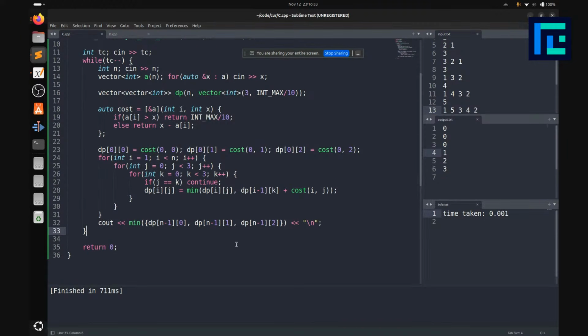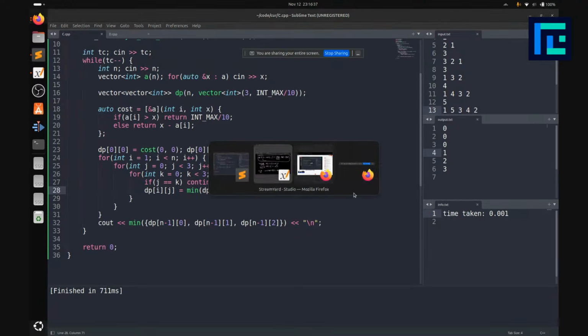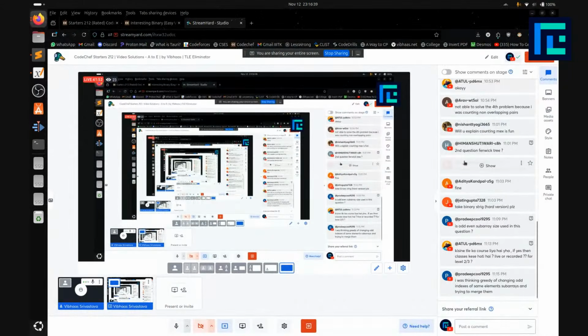If you had trouble with this, I guess you probably need a bit more practice with these kinds of DPs. But yeah, is the solution understandable, guys? Is odd even subarray size used in this question? No, it's not. I don't see why it is.